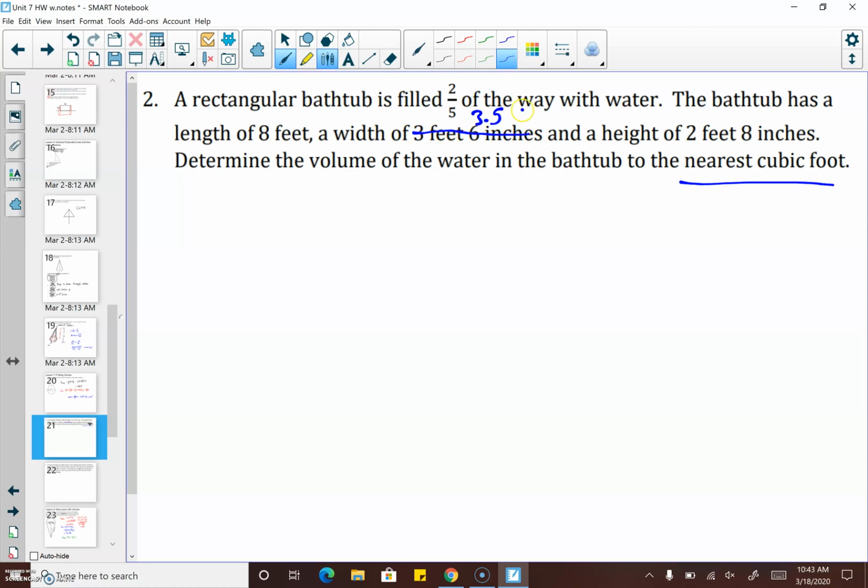So 3 feet 6 inches is really 3.5 feet, and 2 feet 8 inches is really 2.66 repeating, but you can make it a mixed number, but everybody knows that I hate mixed numbers, so we're going to go with 8 over 3 feet. Again, it could be 2 and 2/3, that's fine as well. If you're going to use the decimal, please make sure that you use a lot of sixes in your calculator. So the volume is going to be length times width times height.